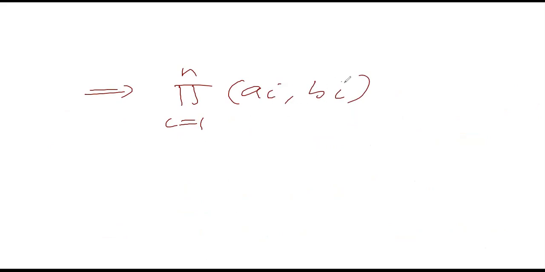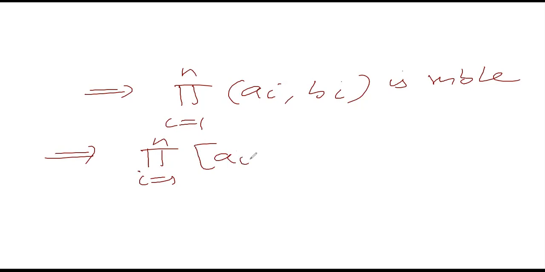Okay, this is measurable, or I can say it belongs to lambda, because lambda denotes the collection of all measurable sets. Okay, this set is measurable. Now I will show that every open set is measurable.